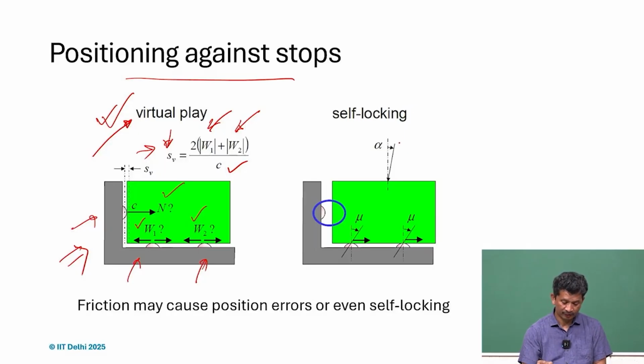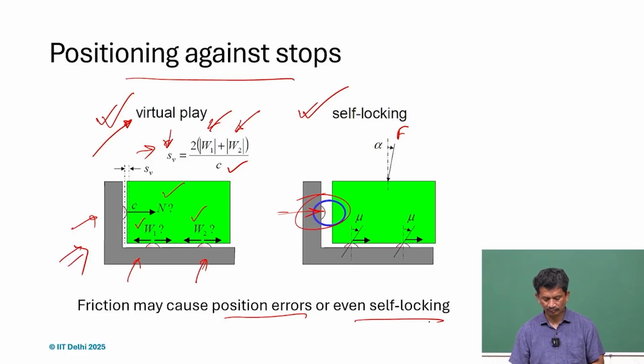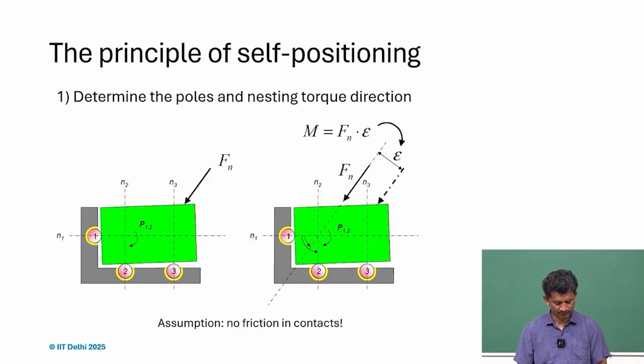If the force angle alpha we are applying is below mu, it will actually get jammed and never come in contact with this. No matter how large the force is, we may feel it is touching the third point, but there is no contact there. So it can also get self-locked, and the error can be very large. So friction can cause position errors or even self-locking, in very layman terms.